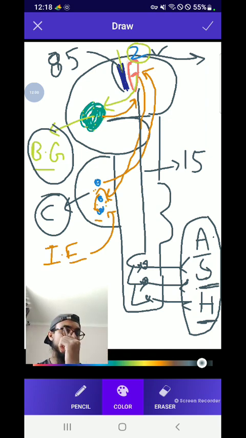Okay guys, so I hope you understand my video. In the previous video I explained the first area, and now the second area. In the next video I will explain the third area, which is the frontal eye field, also the premotor cortex, and the prefrontal cortex, which is present anteriorly in the frontal lobe.